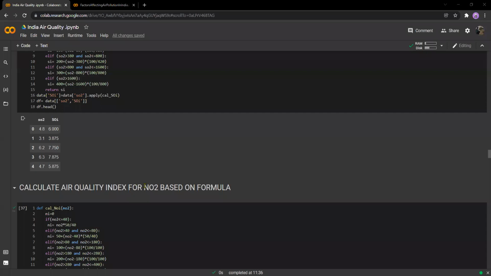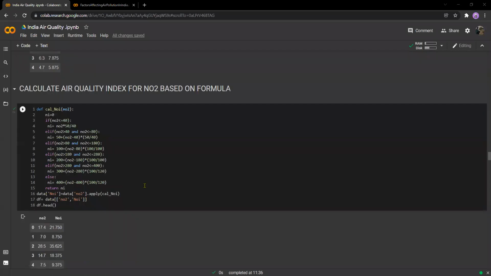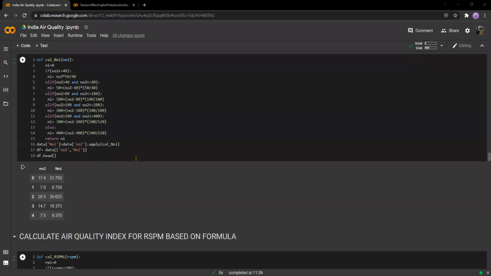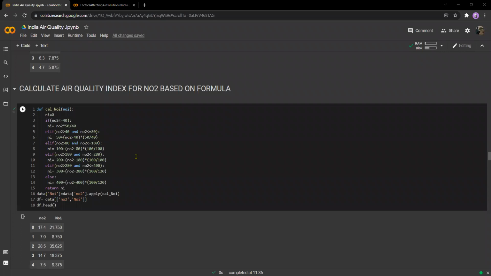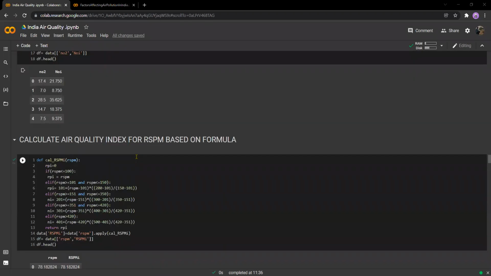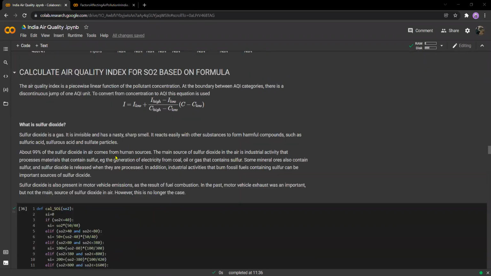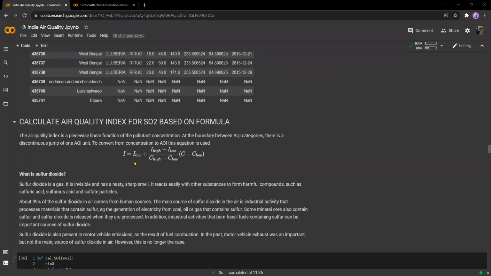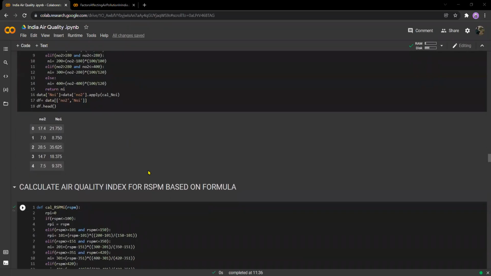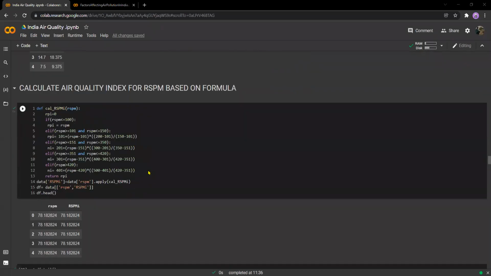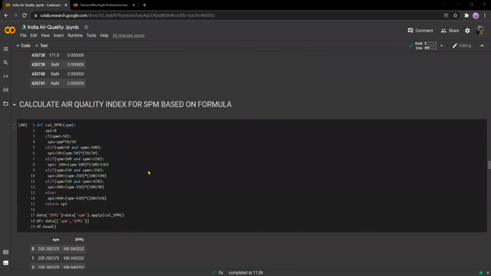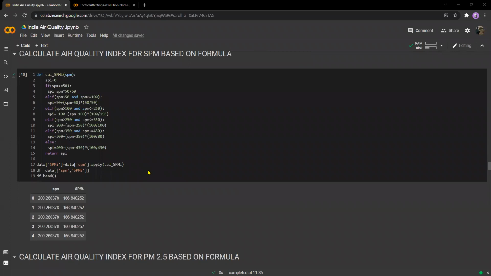And these are based on the formula. We are going to search the quality, or the quality index is being calculated here using the formula that is being provided here. I is equal to I low plus I high minus I low divided by C high minus C low, into C minus C low. This is for RSPM, and this is for SPM, based on that formula itself.